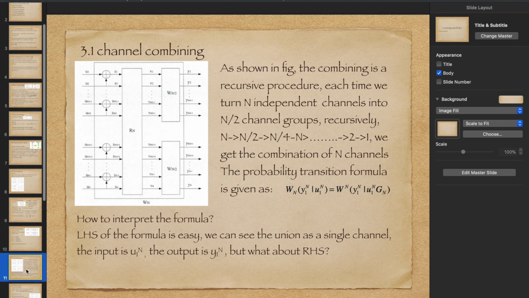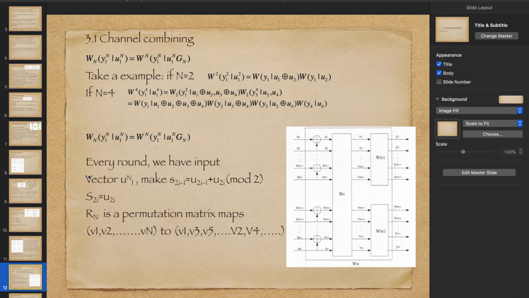So we take an example. If n is equal to 2 and if n is equal to 4, we actually can get this. So the right-hand side is actually a multiplication calculation, but we also need to consider that we have done the linear transformation in the input.